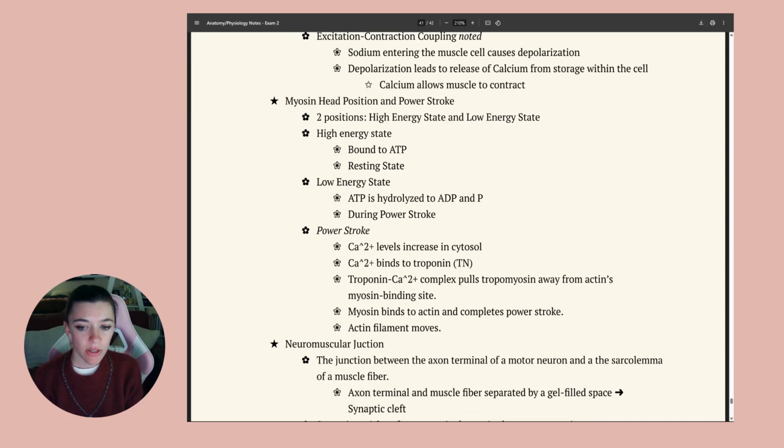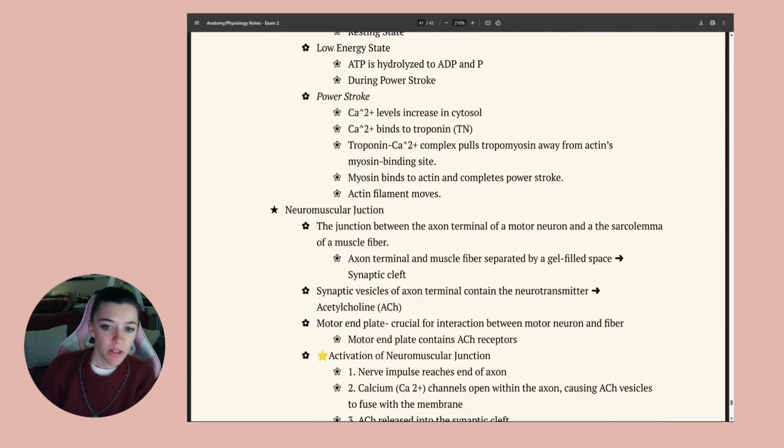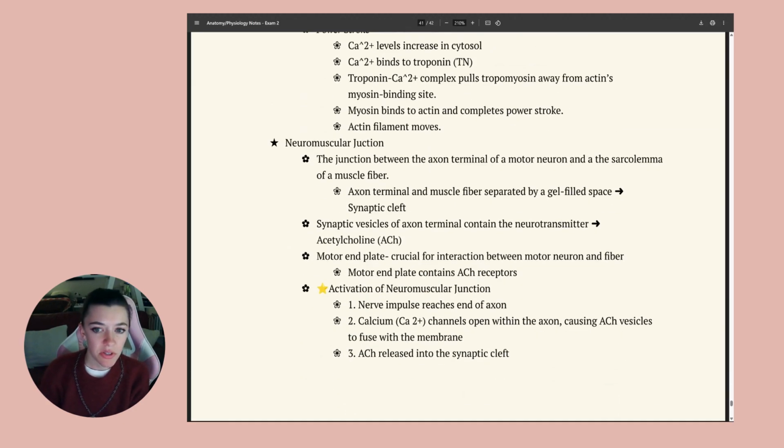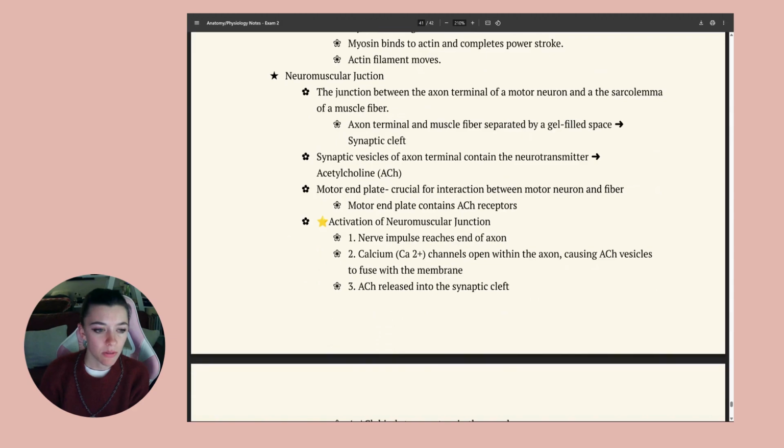For the power stroke, calcium levels increase in the cytosol. It binds to troponin, and then the calcium-troponin complex pulls tropomyosin away from the actin's myosin binding site. Myosin then binds to actin and completes the power stroke, and the actin filament moves. It's pretty good to go watch a video on how this works. I feel like that would make it a little bit more understandable.